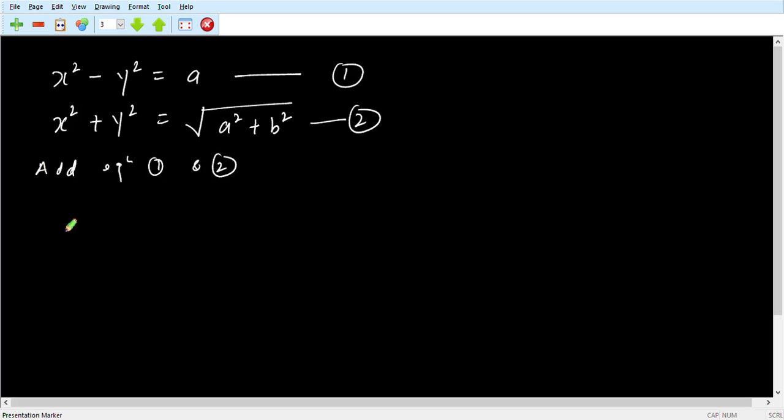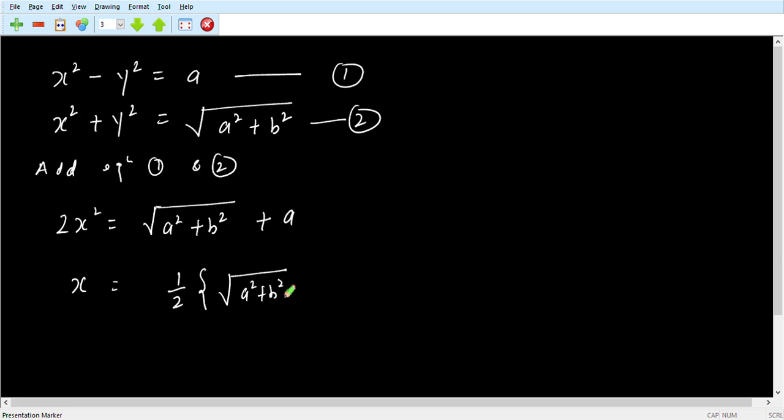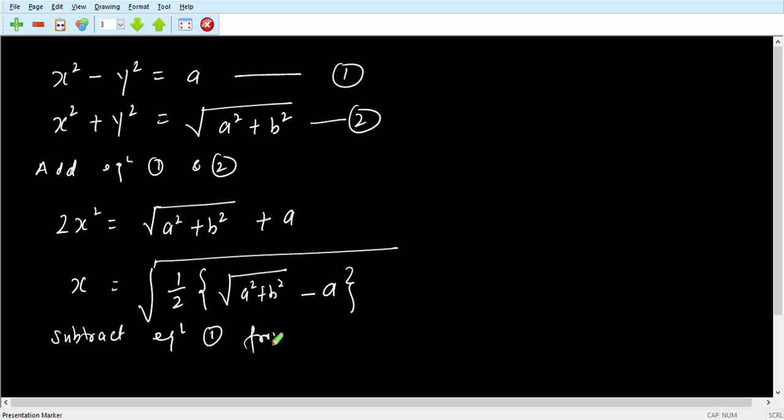So this will give me 2x^2 is equal to under root a^2 + b^2 plus a. So x is equal to under root of 1 upon 2 times (under root a^2 + b^2 + a), to the power 1 upon 2, or square root of this expression. And similarly, if I subtract equation 1 from equation 2, I will get y, that will be equal to under root 1 upon 2.